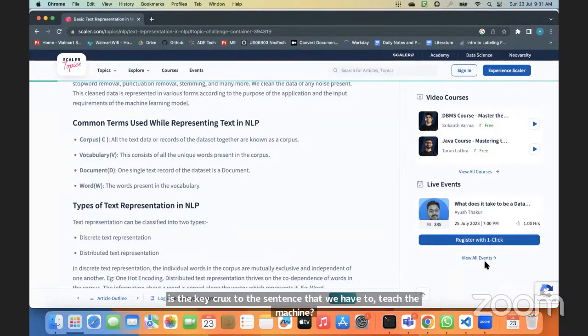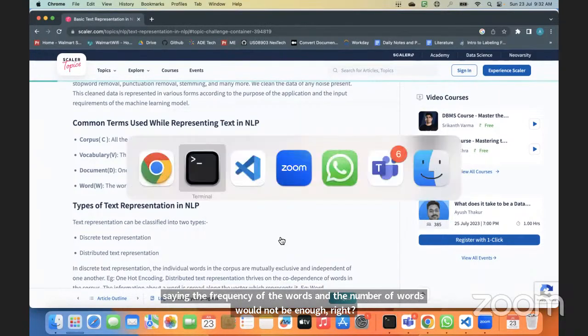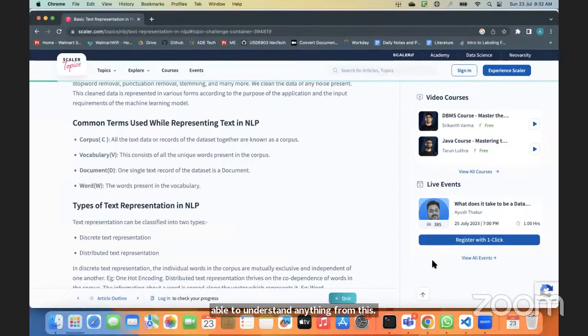The relation between words. Correct. And there is one more important thing. Semantics. Yeah, correct. Semantics is one more thing. Semantics is nothing but meaning. So we have to let the machine know both the meaning of the sentence and also the relation between the words. Just giving the frequency of the words and the number of words would not be enough, right? If I give this dictionary to you, nobody would be able to understand anything from just 1, 1, 2, 2, right? So we also have to give some more information.